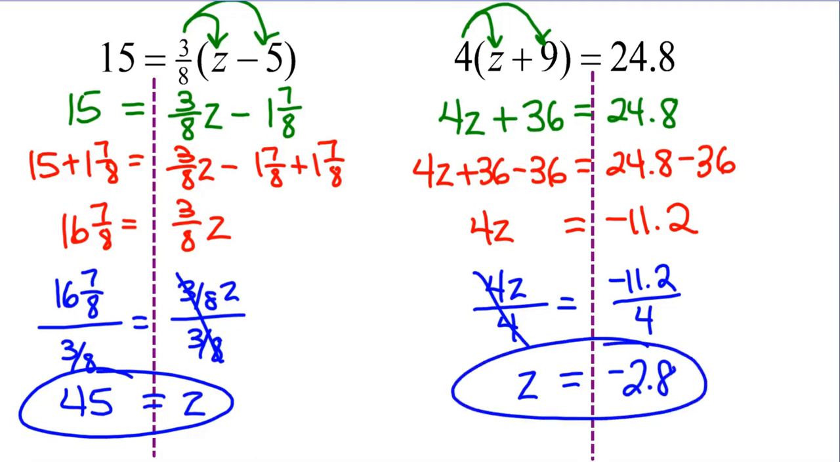Solved. So you can see the three-step process there for solving equations with parentheses. Use the distributive property, then it becomes a two-step equation. Undo addition, subtraction, undo multiplication and division.